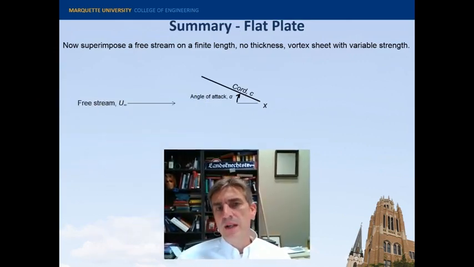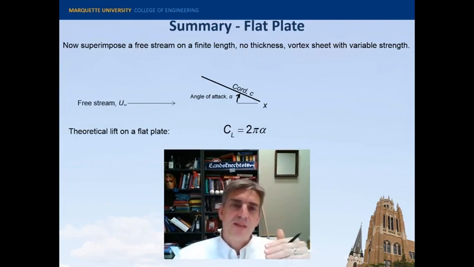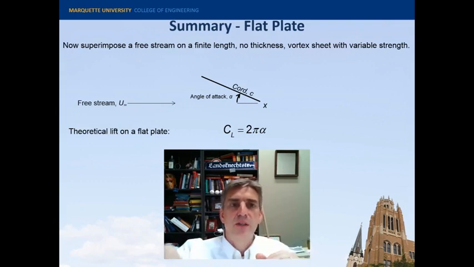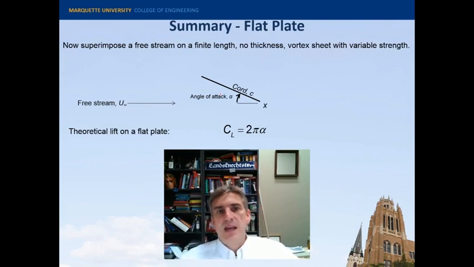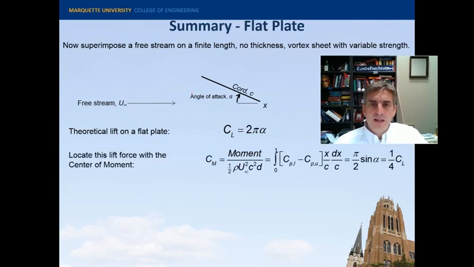So in summary, we have the theoretical lift on a flat plate immersed in a free stream, and I've changed the drawing here, so now I have the free stream drawn horizontally with the plate making the angle of attack. The lift coefficient is 2 pi alpha. Again, that's a big result in the world of fluid mechanics, that we could calculate this theoretically.